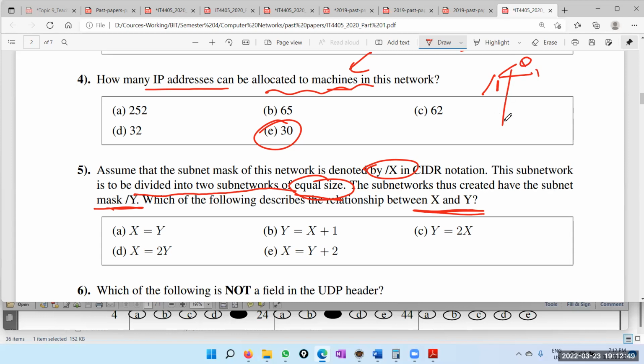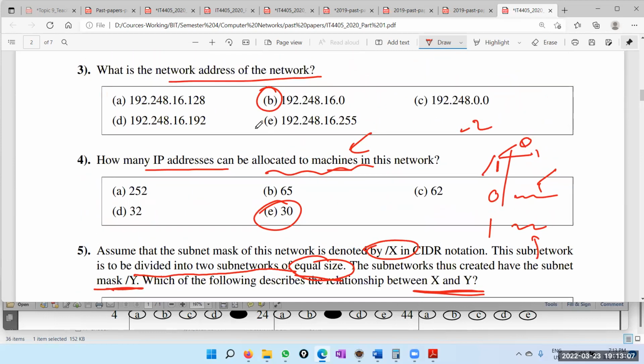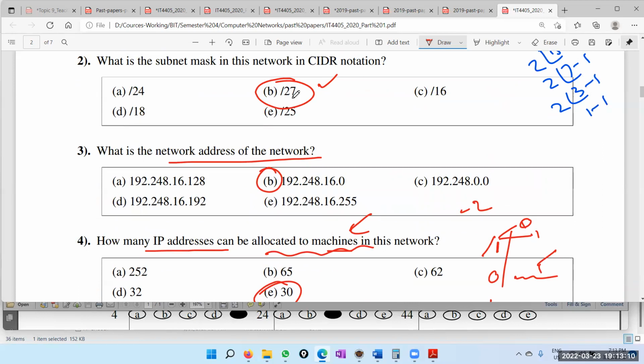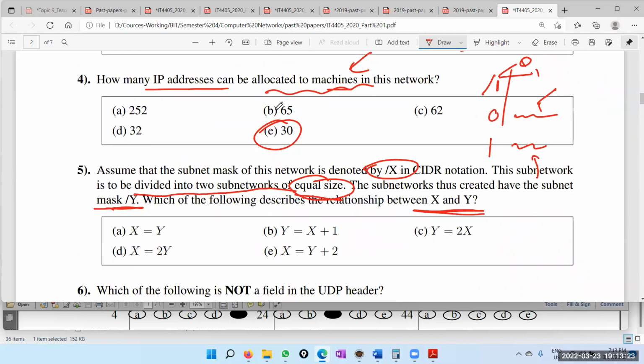We are getting 2 subnetworks, one with 0, one with 1, and all the other bits are available for the host machine. Therefore, the next level subnet is going to have X plus 1 bits. For example, in this case, /27, when we break it into 2 subnetworks, those subnetworks are going to have /28, because we are borrowing 1 bit further for another subnet.